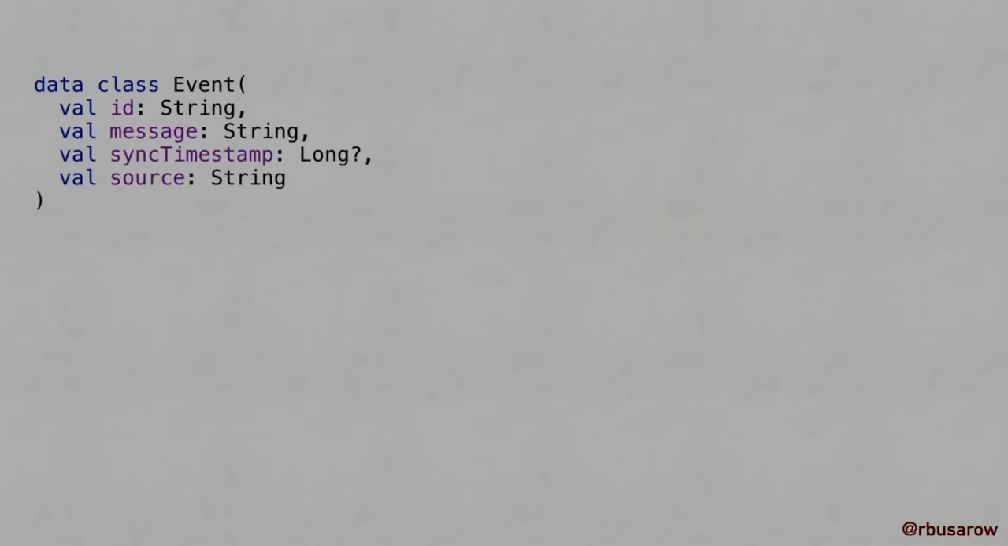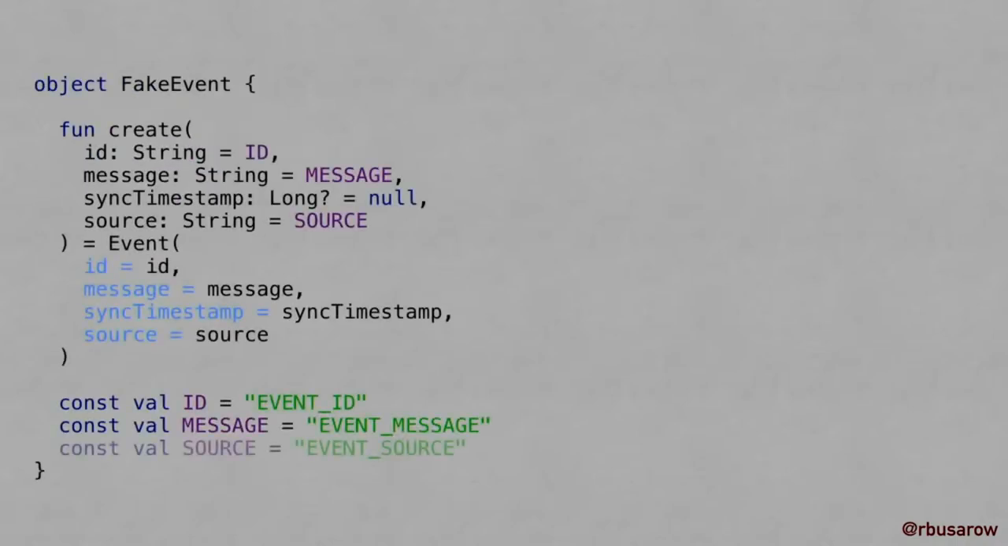And fakes don't just apply to interfaces for complex classes. They work for data classes as well. So this is our event class that we were talking about. And if you have a large app that's based around these analytics, you're going to have lots of events that you need to create in lots of places. Let's go ahead and create an object with a static create function, which takes all of the parameters which are inside this event, but has defaults for all of them. So this will allow us to very quickly create an event with default data, except for whatever we would like, similar to a copy, but with a lot less boilerplate at the call site. And then we can define the default values as constants at the bottom for convenience as well.